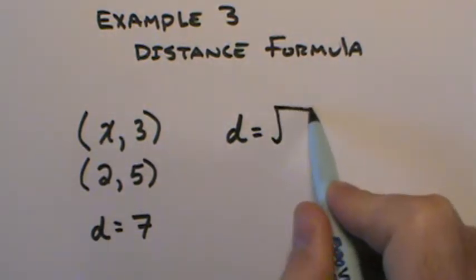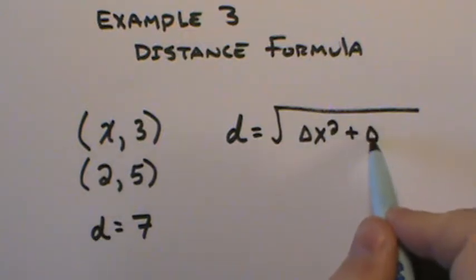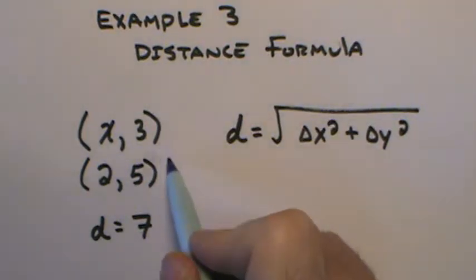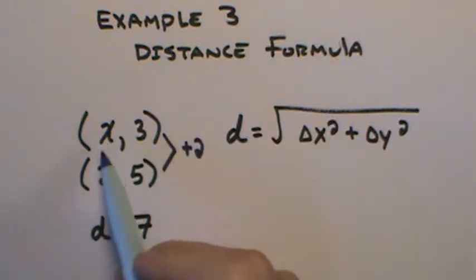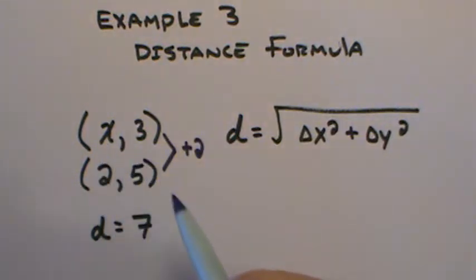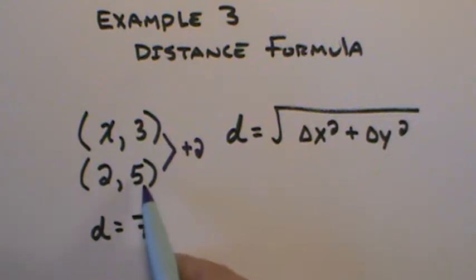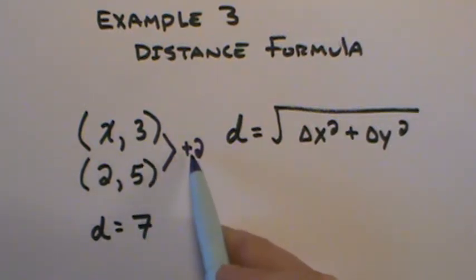Distance is equal to the square root of delta x squared plus delta y squared. And when we do our deltas, to go from 3 to 5, clearly we're adding 2. But when you have a variable in place, really what you have to do is look at doing a subtraction here. And when you do your subtraction, it would be 2 minus x. It's just like when I'm looking on the y's here, 5 minus 3 is what gives me 2.